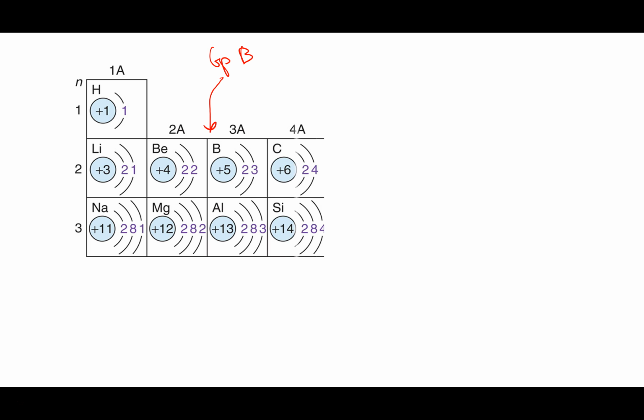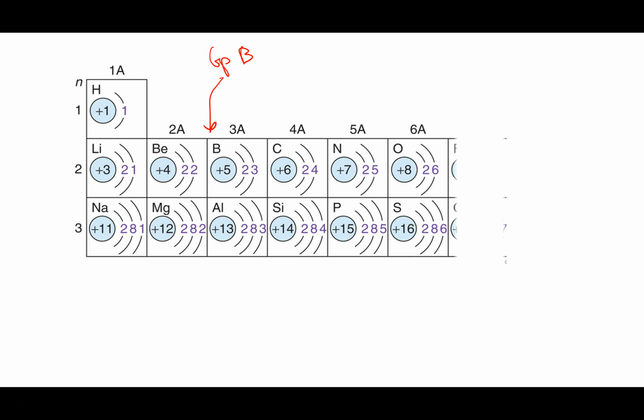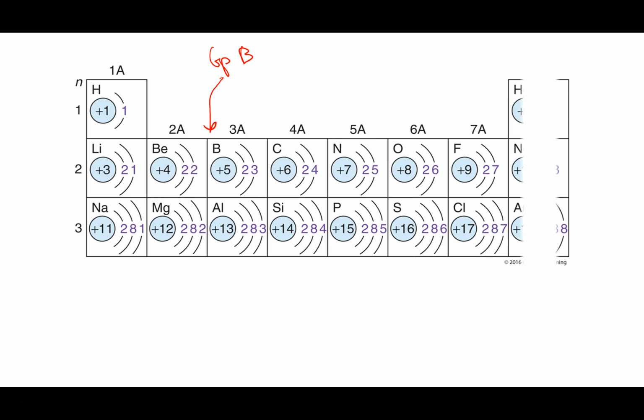Group 4A, carbon and silicon, 4 valence electrons. Group 5A, 5 valence electrons, 6A, 6 valence electrons, 7A, 7 valence electrons. I'm going to emphasize, how many valence electrons in this last column? 8, perfect. I know this guy is kind of an exception, but otherwise it's going to be 8, 8, 8, 8, 8 going down.